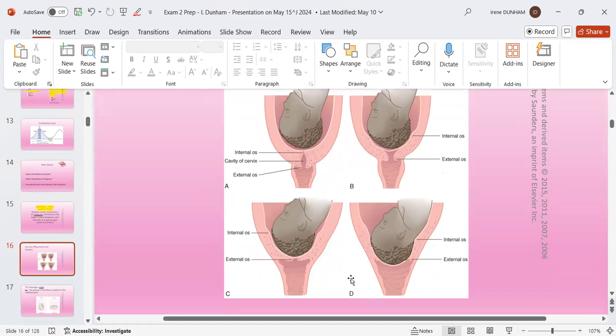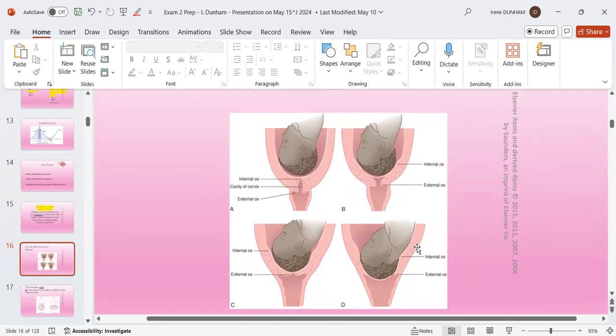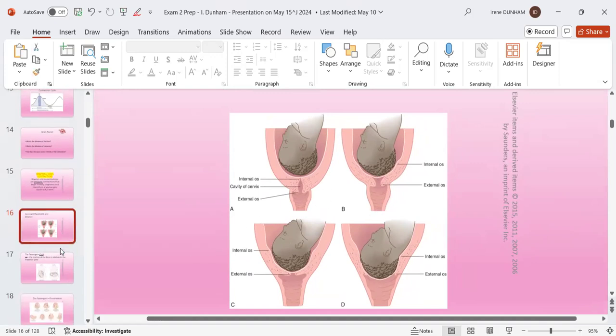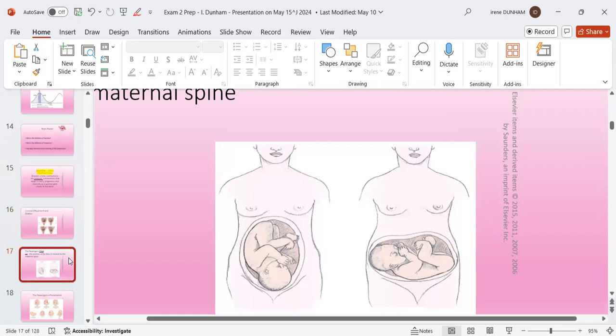Okay, and remember, on the ischial spine, you're at a 0 station, so we want this head to come down from 0 and then come down to +1, +2, +3, +4. And then you can see here that external os is completely open, okay? And you can see how the internal os now, so the external os almost comes up to meet the internal os. So that's when you know she's having good contractions, is that you start seeing this dilatation and effacement of the cervix.